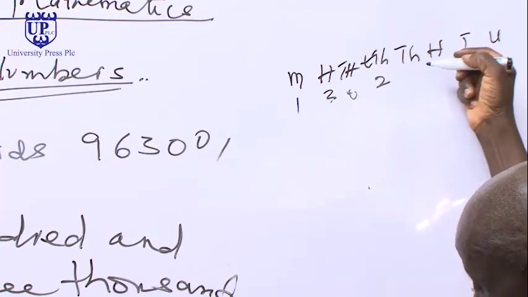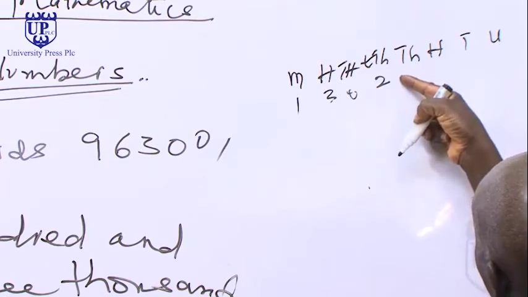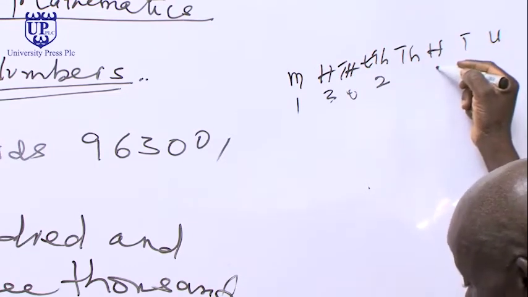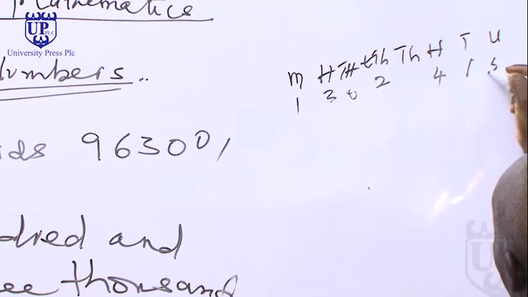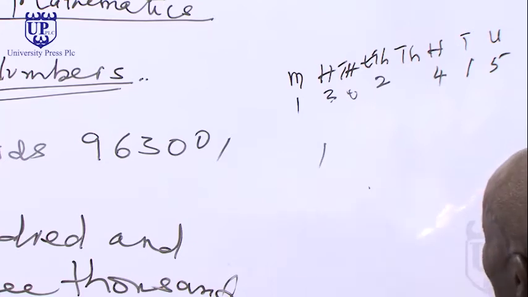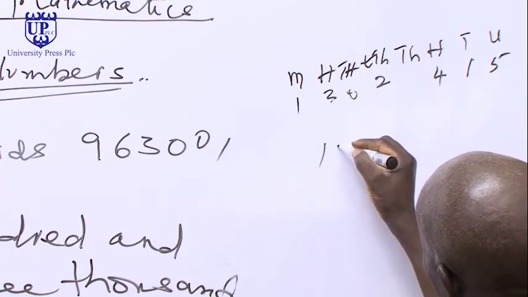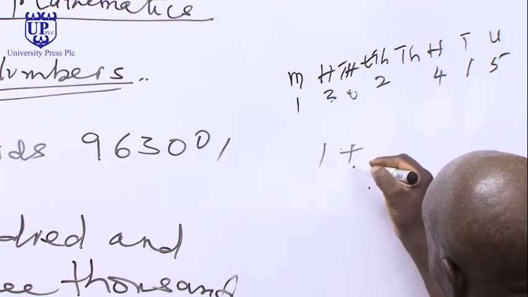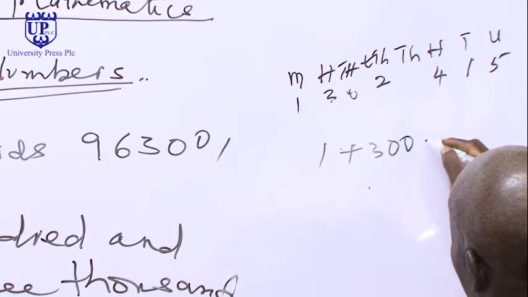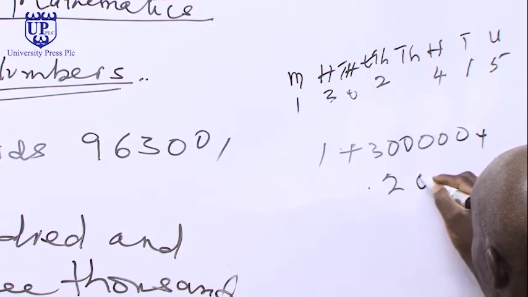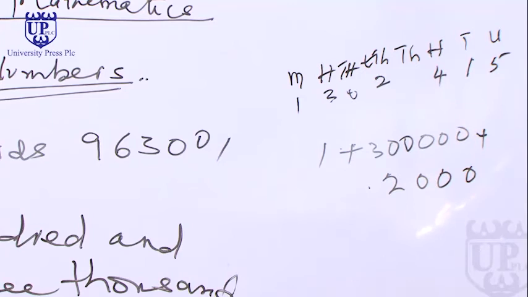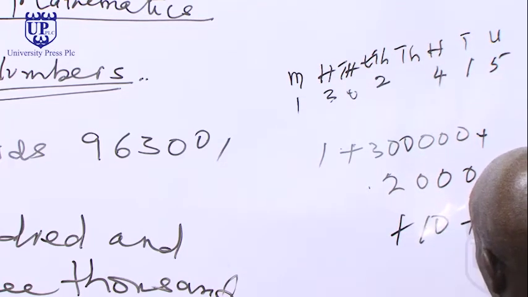Then tens of thousands. 302,000. Then 400 and 15. 1 in million. 300,000 because I want you to write the 300,000 plus 2,000, 2 0 0 0. Then and 15, plus 10 plus 5.